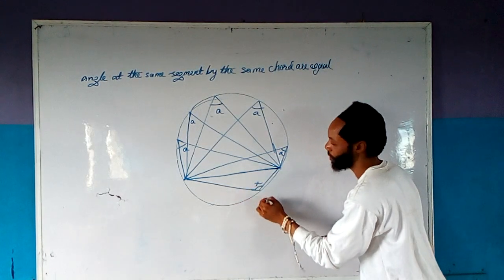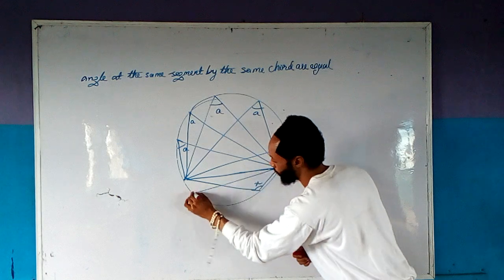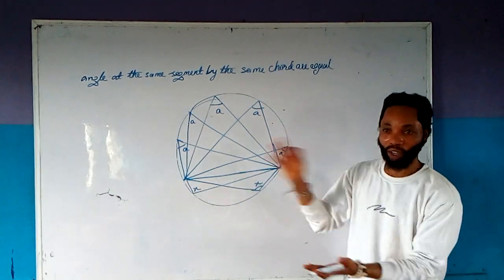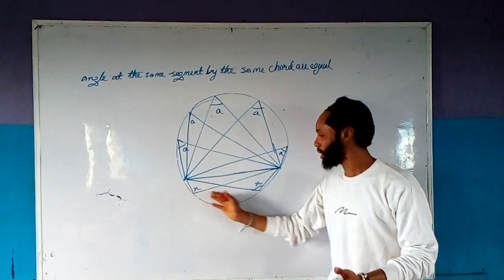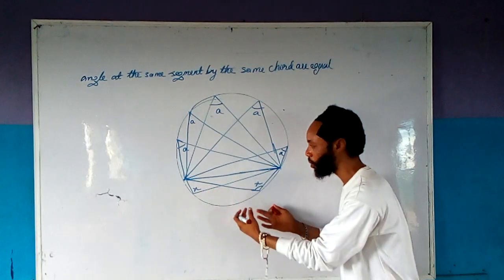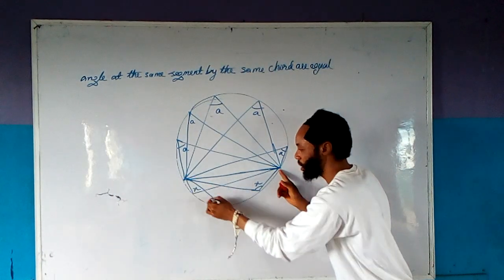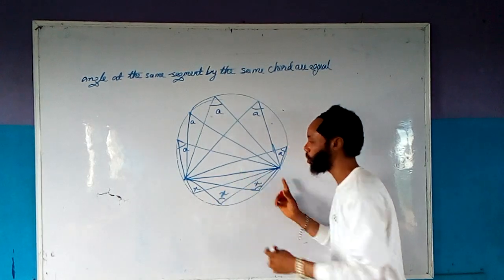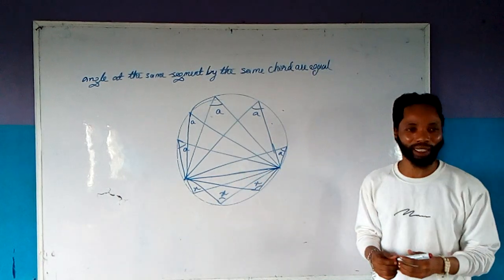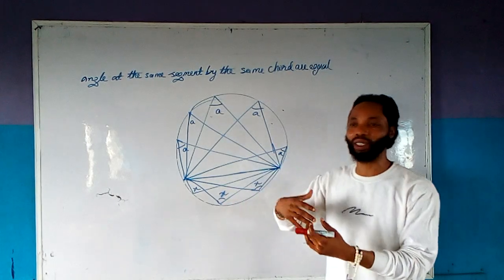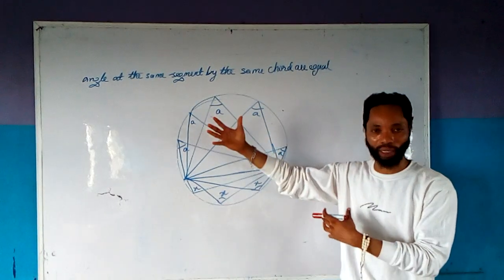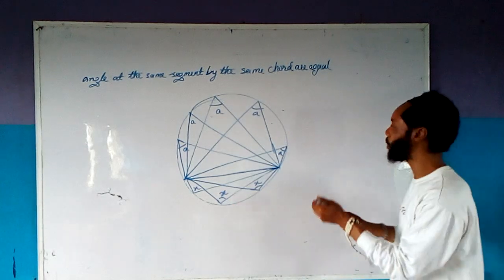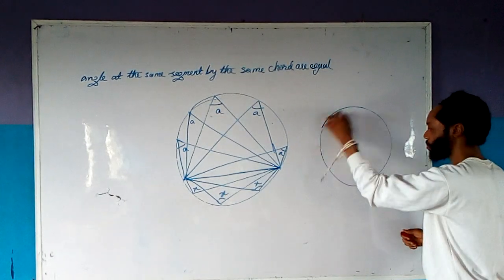In the same way, if I create another angle down here, in this other segment, if I call it X, and I create another one here, it will still be X. Why? They are on the other segment. Any angle from this same segment is always equal by the same chord. If I create another angle here, it is X still. So the law states that once the angles are in the same segment, by the same chord, they are equal.